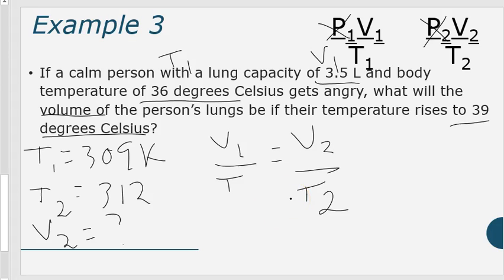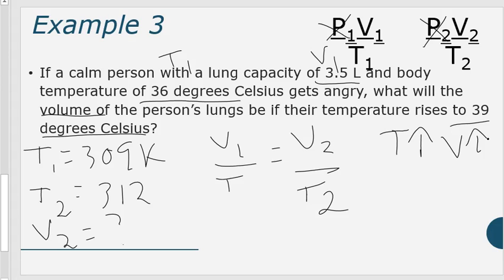Okay, so let's do a little prediction before we do our calculation. What's happening to the temperature? It's saying that the temperature is rising, so T is increasing. If T increases, what should happen to V? Remember, it's direct, so our volume should actually increase a little bit. The temperature didn't increase much, but it did a little, so our volume should actually increase a little bit.